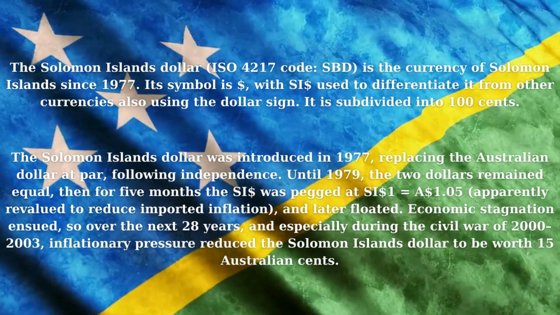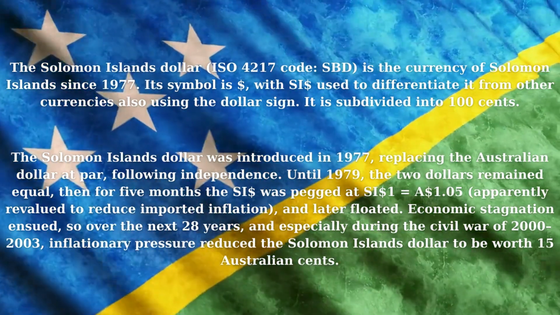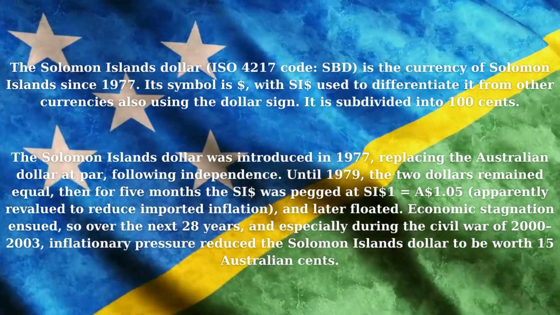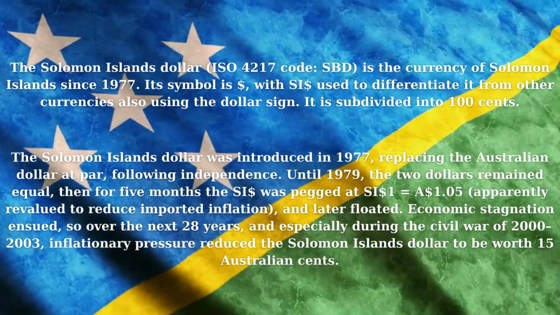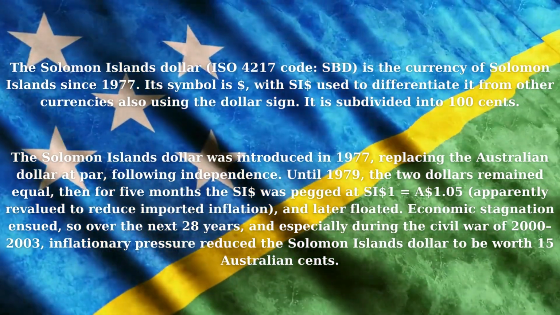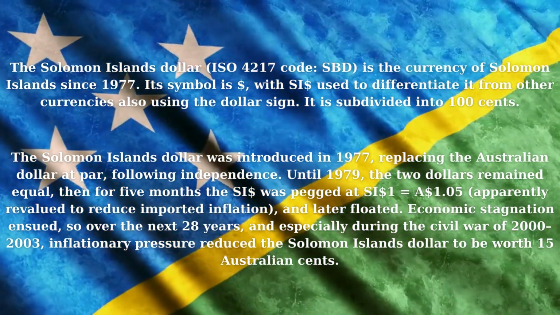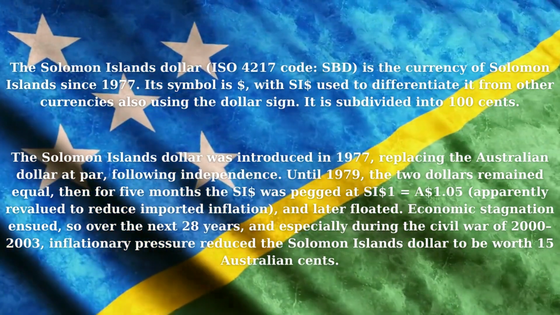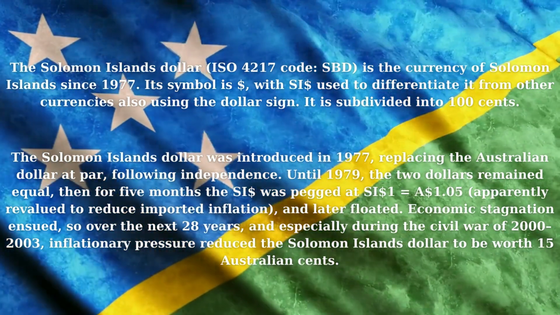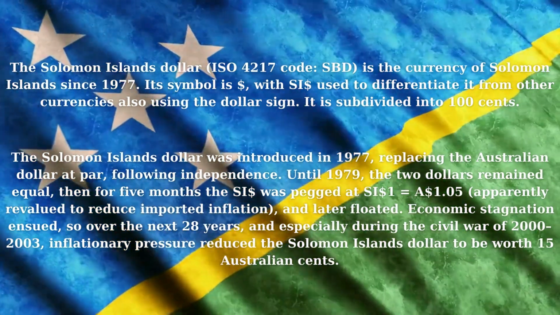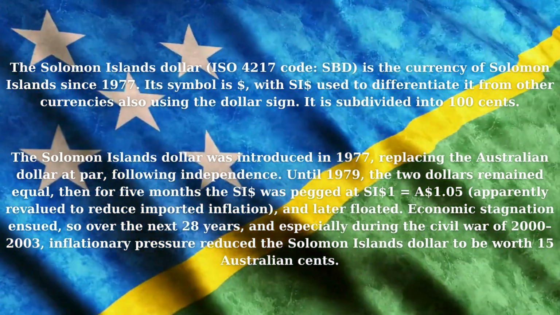The Solomon Islands dollar, ISO 4217 code SBD, is the currency of Solomon Islands since 1977. Its symbol is dollar, with SI dollar used to differentiate it from other currencies also using the dollar sign. It is subdivided into 100 cents. The Solomon Islands dollar was introduced in 1977, replacing the Australian dollar at par, following independence. Until 1979, the two remained equal. Then for 5 months the SI dollar was pegged at SI $1 equals 1 Australian dollar and 5 cents, apparently revalued to reduce imported inflation, and later floated.